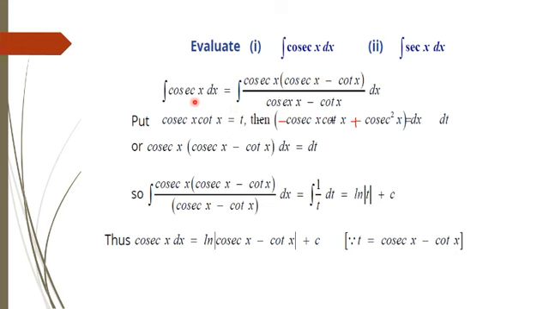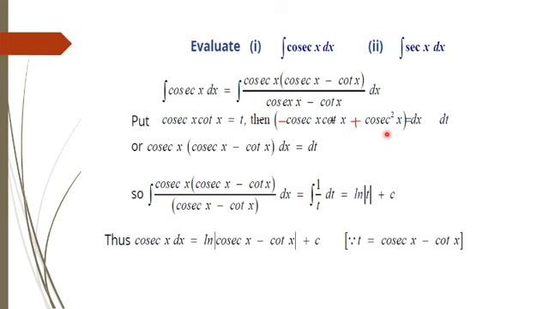Integration of cosecant x dx can be written as cosecant x multiplied and divided by its answer, that is cosecant x minus cot x divided by cosecant x minus cot x. Put cosecant x minus cot x equal to t. Applying the differential, we have minus cosecant x cot x plus cosecant square x dx is equal to dt.